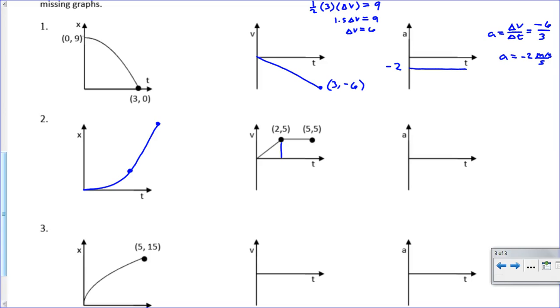To figure out how far it went in that first spot, we can find the area of this triangle. It's 1/2 times 2 times 5. All right, so the area of that triangle is 5. Then we can find the area of this rectangle. The area of this is 5 times 3, which is 15. And so that allows us to get some points here. This one here happens at 2 seconds, and it's gone 5 meters in the 2 seconds. This one here happens at 5 seconds, and it's gone an additional 15 meters. Oh, and so we're at 20 there.